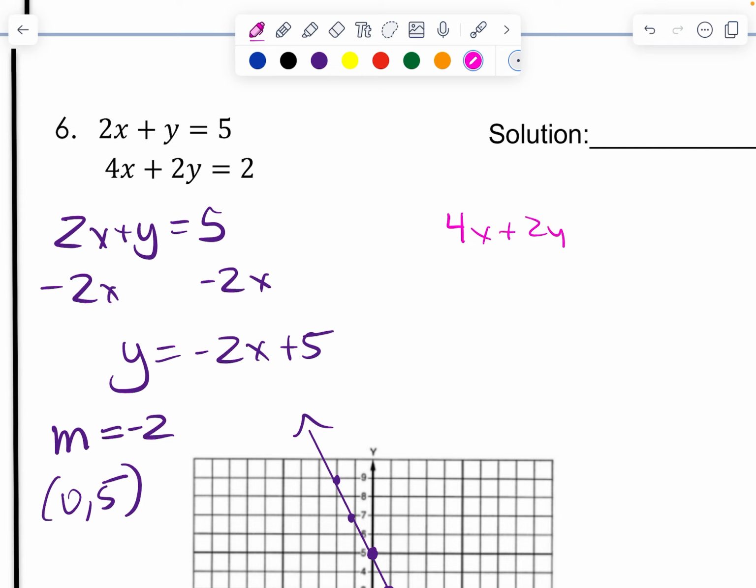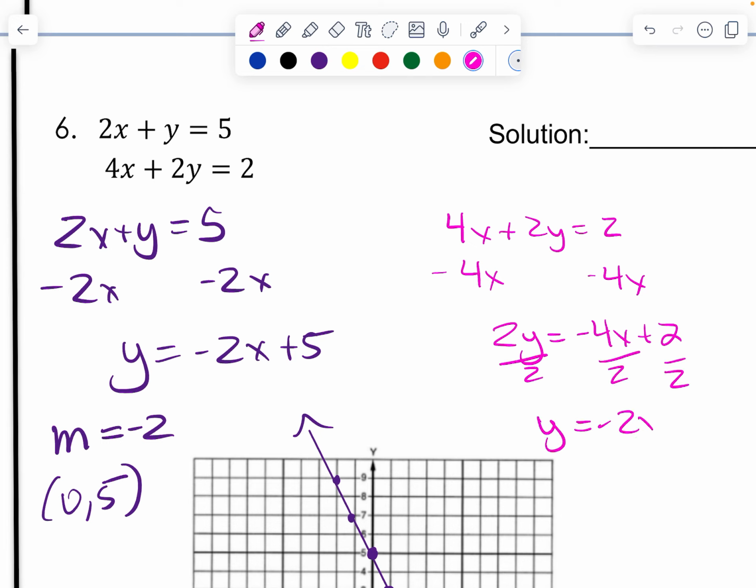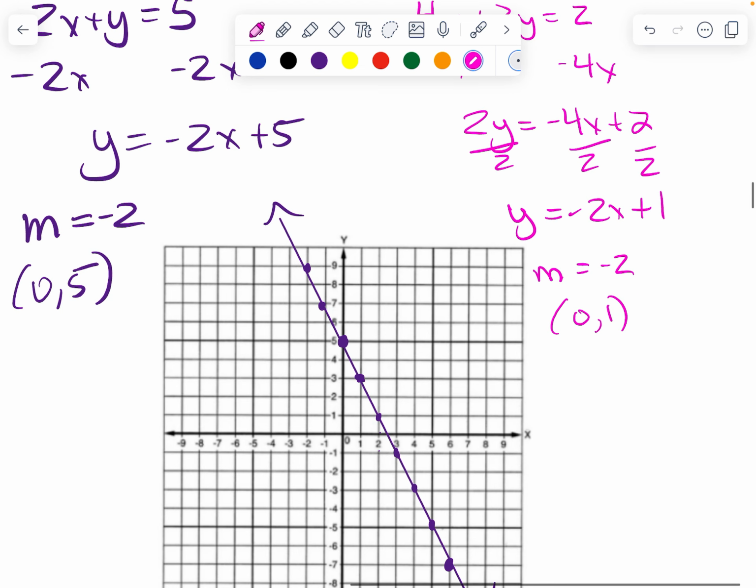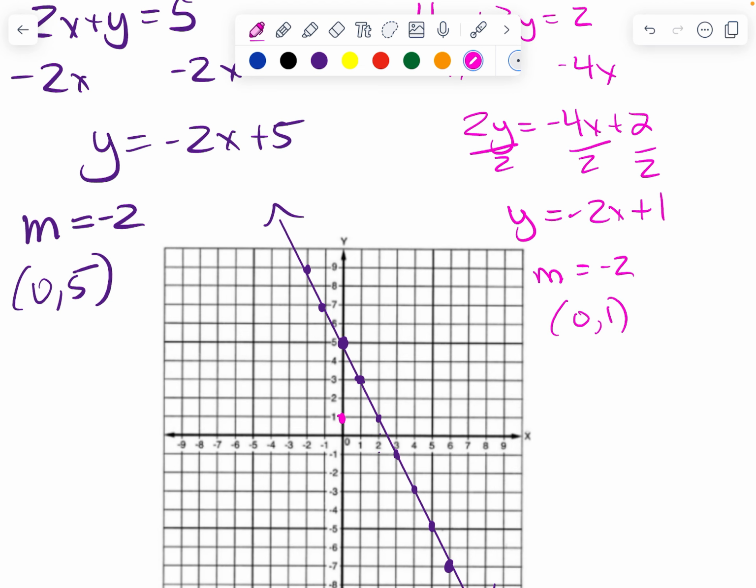4x plus 2y equals 2. Subtract 4x from both sides. I get 2y equals negative 4x plus 2. Divide everything by 2. Get y equals negative 2x plus 1. My slope is negative 2. My y-intercept is 1. So I go to 1, up 2 over 1, up 2 over 1, up 2 over 1.